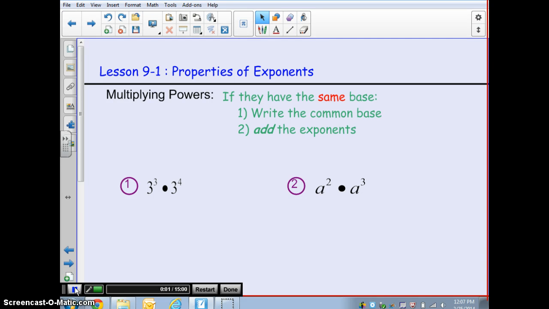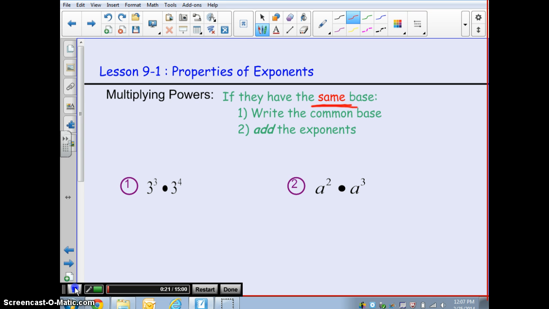Alright guys, we're going to do lesson 9-1 today, which is properties of exponents. And today we're going to be learning about two important laws of powers. The first one is going to be multiplying powers. The second one we will talk about is dividing powers. And these are only true when we have the same base.